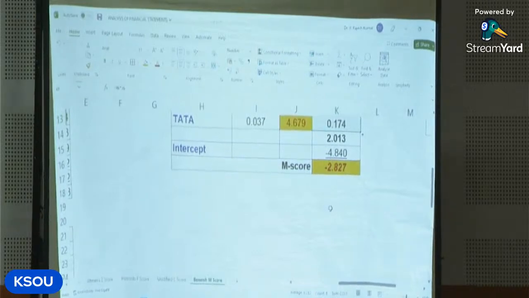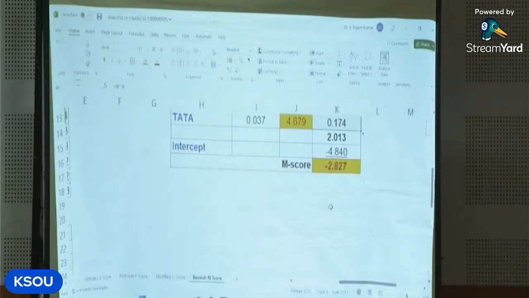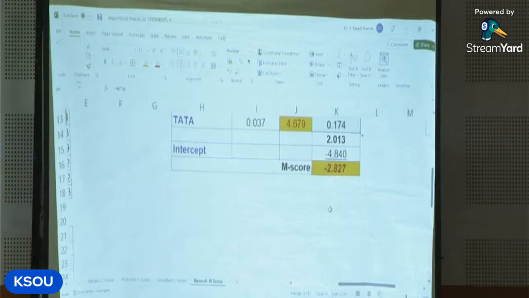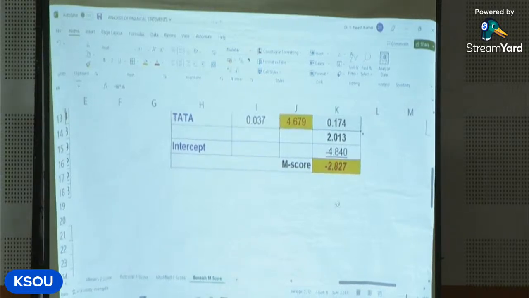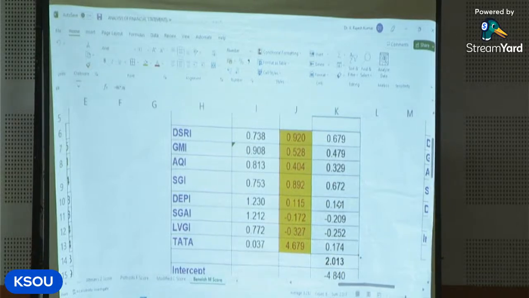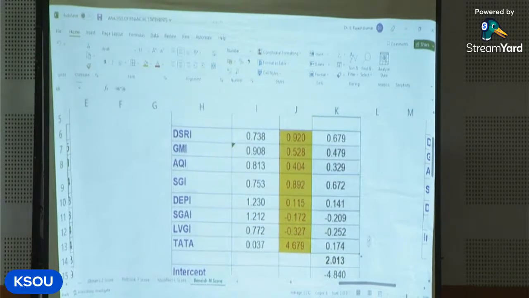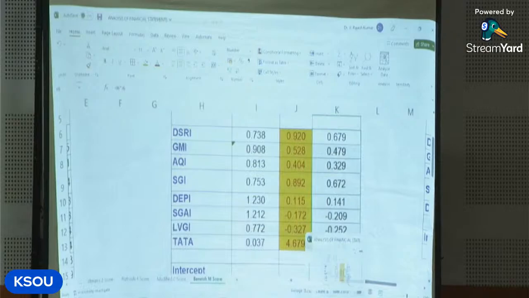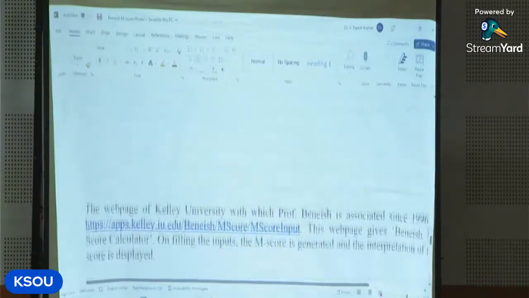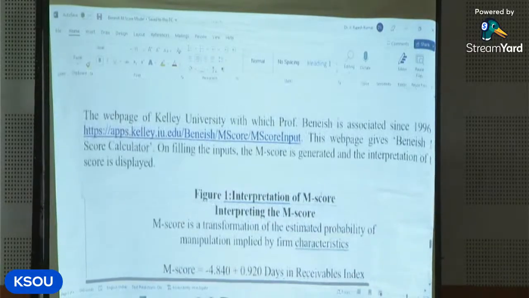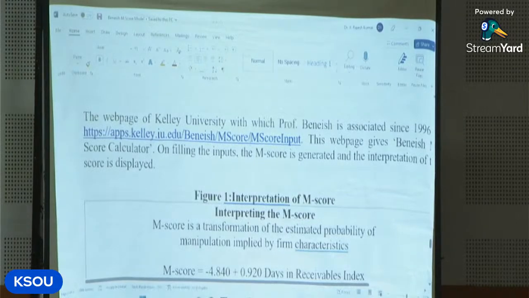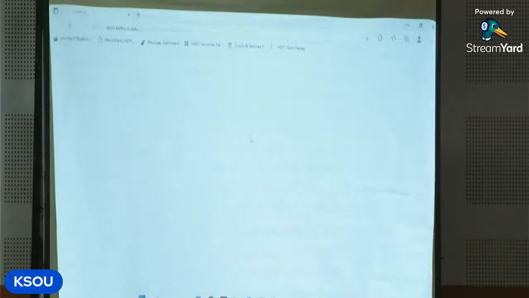Just shown the calculation. This entire Excel sheet you can download by yourself and you can do simple working. If you know the formula, you can just do it. But what is the meaning of this? When do we say this is good, when this is bad? Friends, this is the website of Beneish.